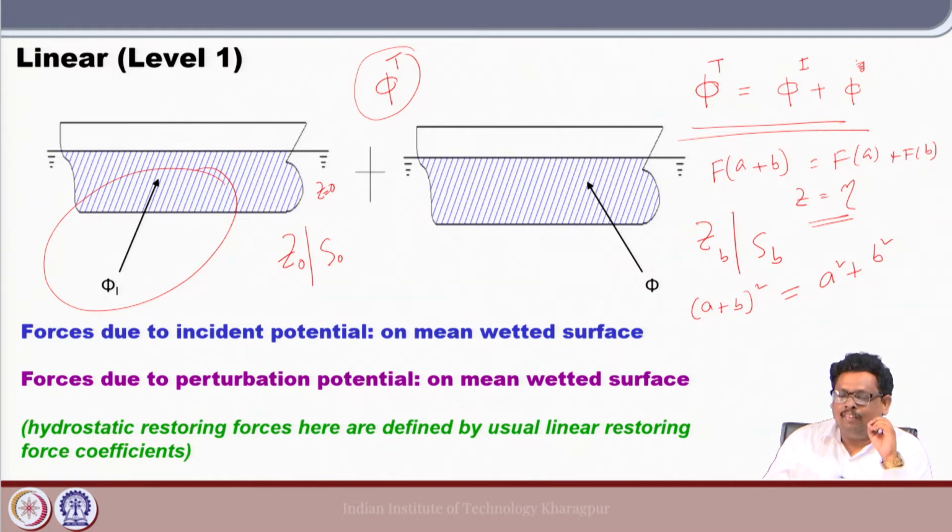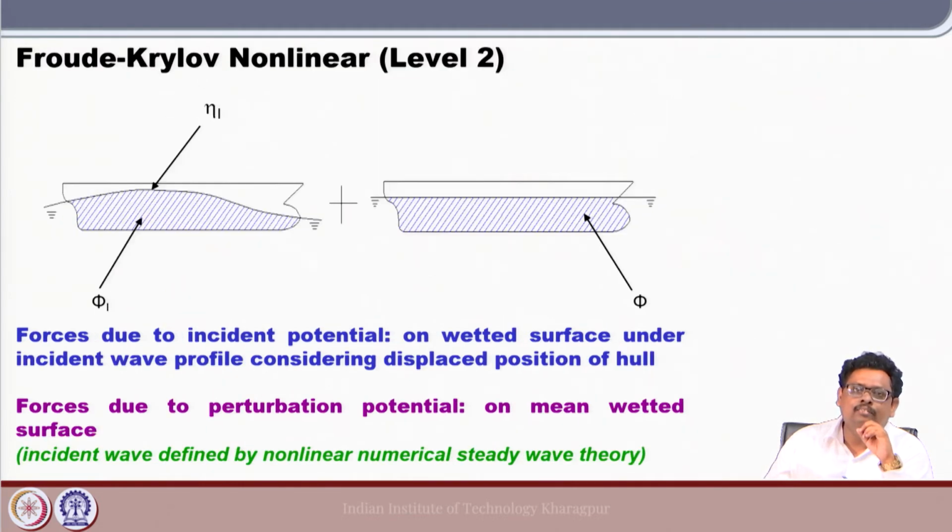Okay. But however, if you see here in level 2, what we are going to do is as follows: still we are taking my total phi, phi t is equal to phi I plus phi. Now, when you do this, it indicates that I am going to use the linear superposition technique. Now, when you do the linear superposition, then I cannot call it non-linear, is it not?